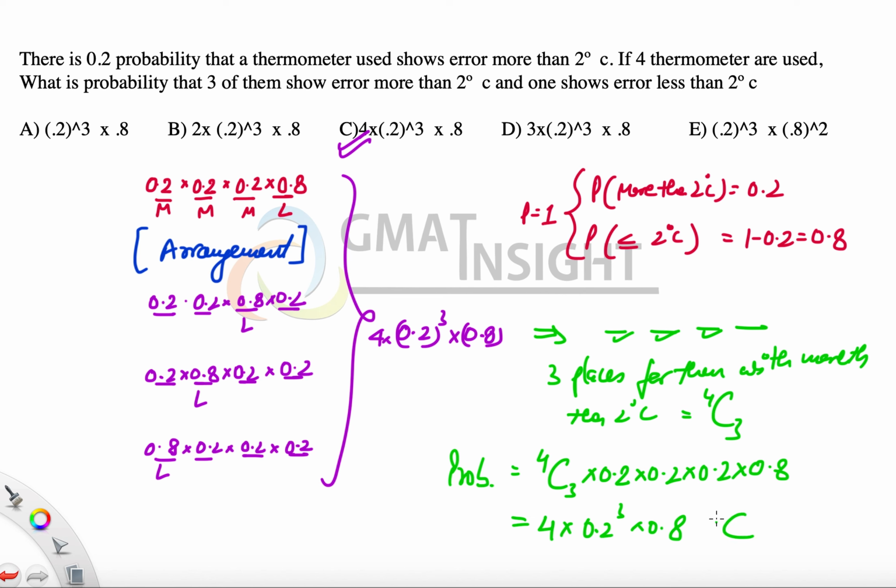So the answer is option C, but these are 2 different explanations that hopefully cleared it up, explaining why we are multiplying by 4C3: because we have these 4 cases to take into account.